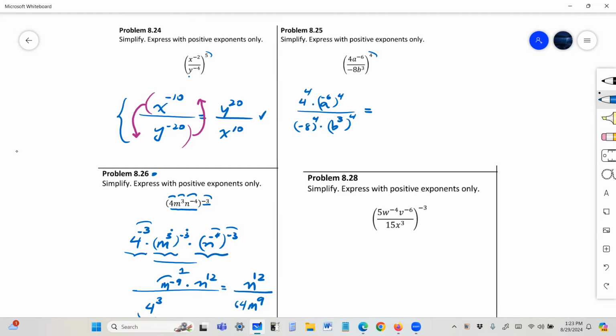Now, notice that because both of these exponents are positive, I can combine the 4 and the negative 8 first, and I can simplify this first. All right, so positive divided by negative is a negative, 4 divided by 8 is 1/2. So this is going to be negative 1/2 to the 4th.